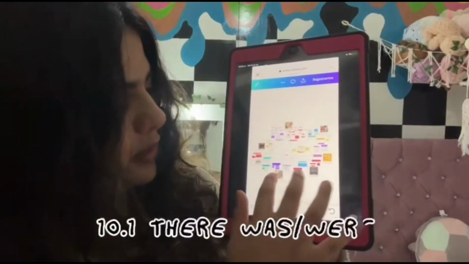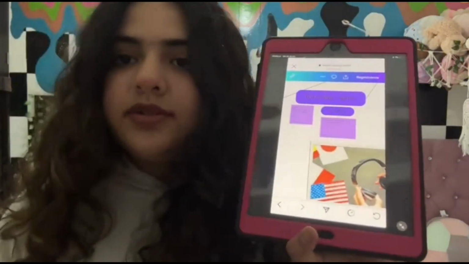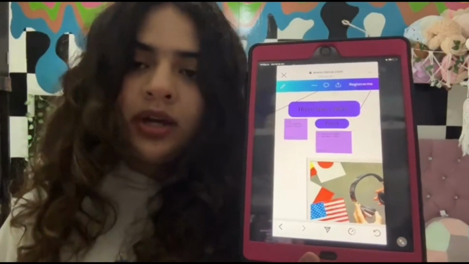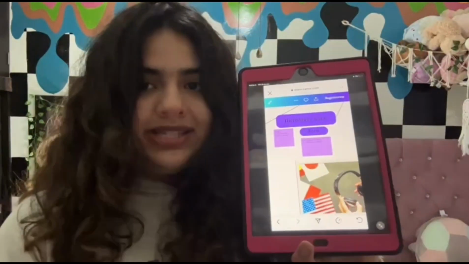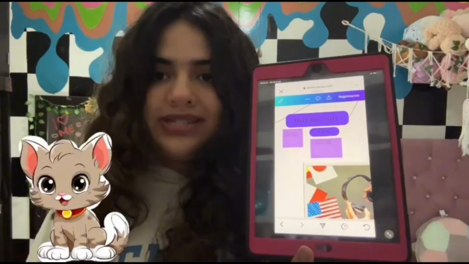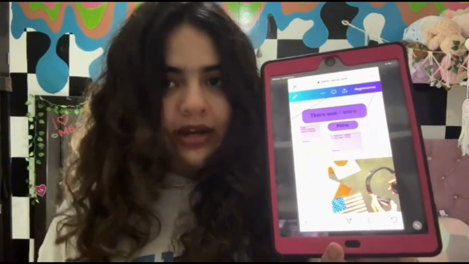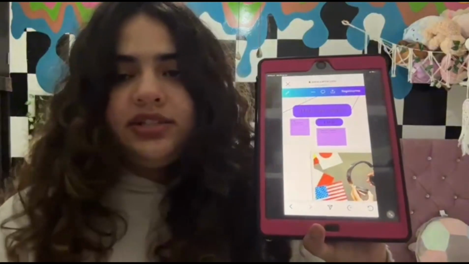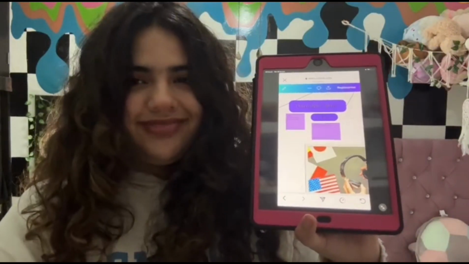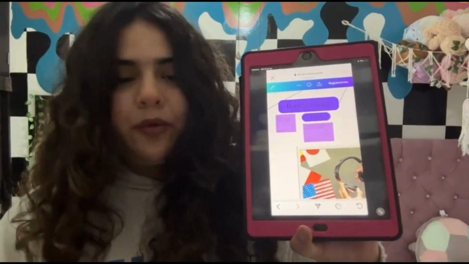It's like some is used when things are there, and any helps us ask or say there are none. Topic 10.1, there was, there were. We use there was and there were to talk about things that exist in the past. There was is for one thing, for example, there was a cat in the garden, and there were is for more than one thing. For example, there were three cats in the garden. It's just like there is, there are, but in the past. Was is singular and were is plural.